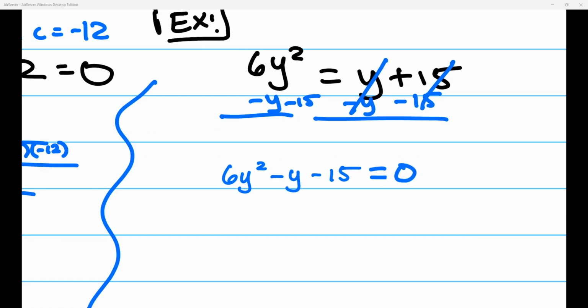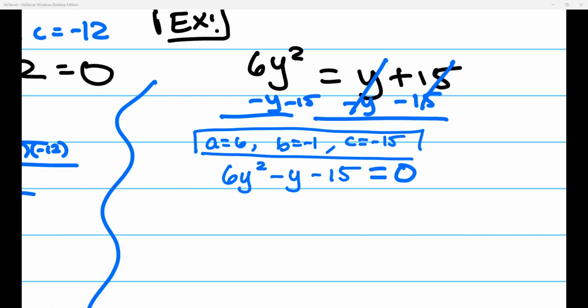Just makes it a little bit clearer to see. It's not as thick. Okay, now that it's in standard form, I know that my a is equal to 6, my b is equal to -1, my c is equal to -15. This is why it was so important that you switch them over to the other side, because it does change your a, b, and c values, okay?